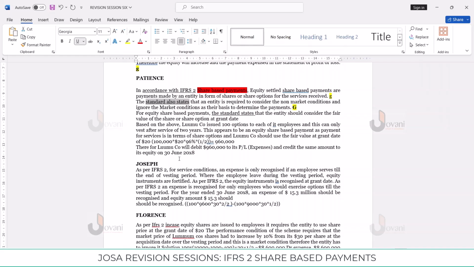Patience used the 4%. It confused her. She didn't consider the grant date. She used the 4%. Trust me, she would fail this mark. She would not get this. But using the own figure rule, she would get this. A very good mark here.